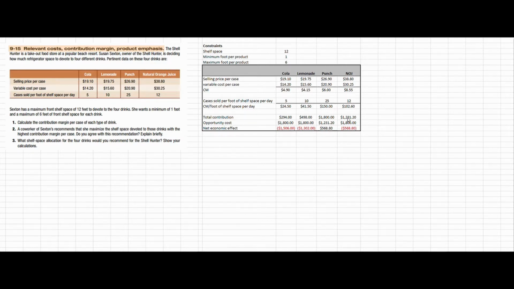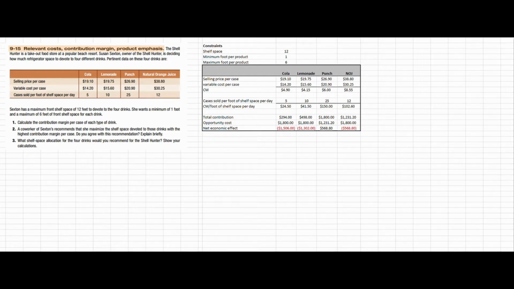And then finally for orange juice, if I dedicate all 12 feet to orange juice, I'll have a total contribution of $1,331.20. However, my opportunity cost is my next best alternative, which would have been to use all 12 feet for punch, and there is my net economic effect. So I can see that what I should do here is dedicate all 12 feet to punch.